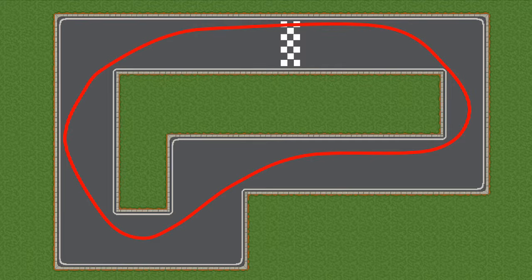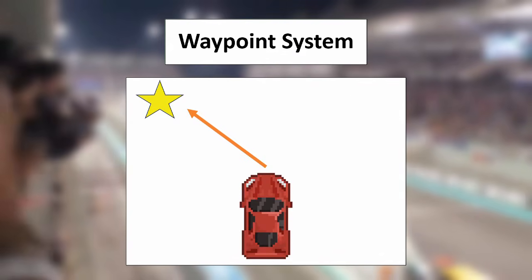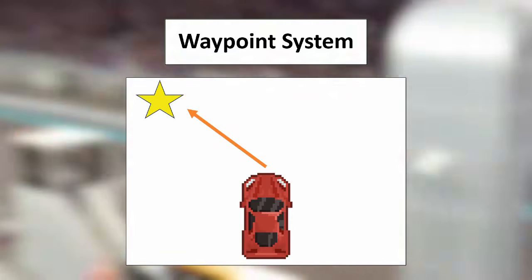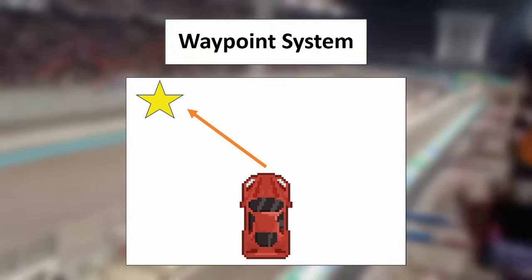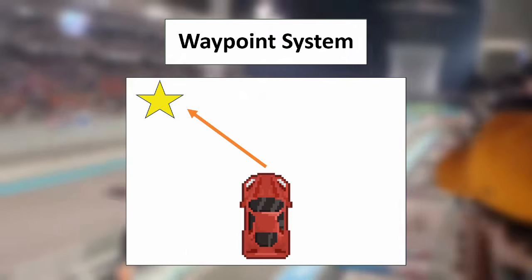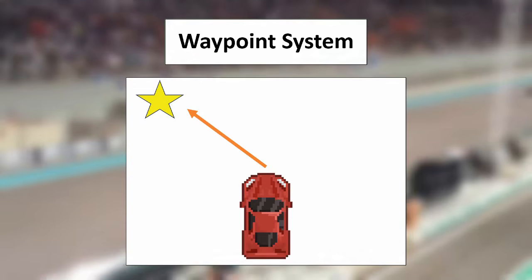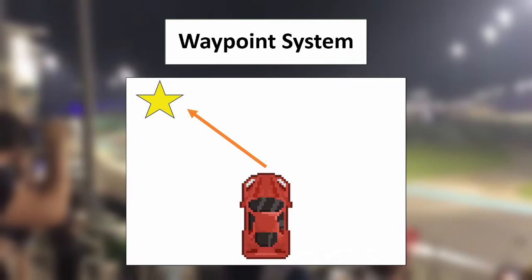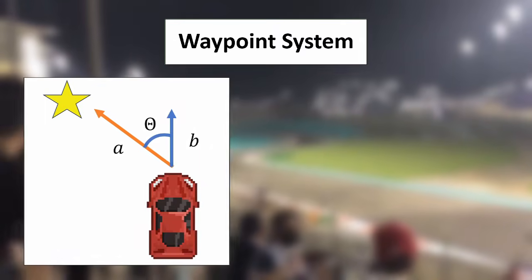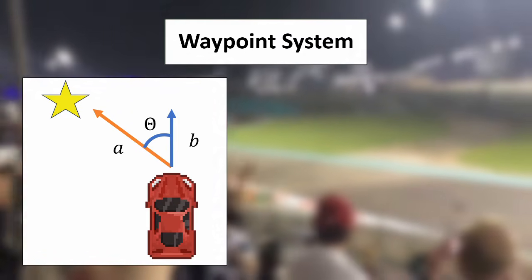The way we can make an AI follow this line is by using waypoints. A waypoint is just some coordinates on the game world. Let's assume that the star represents a waypoint that our car wants to go towards. How could we then write an algorithm that makes the car turn towards the star? Well, as with most things in computer science, we use math.